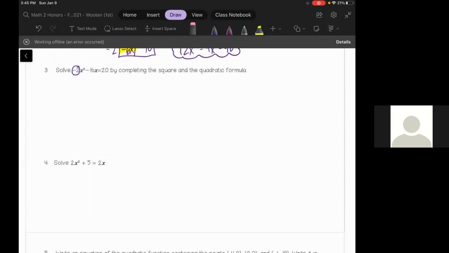So let me make sure this is still working for a second. Okay, I had an error saying that it was working offline. I was just making sure that I was still connected here.